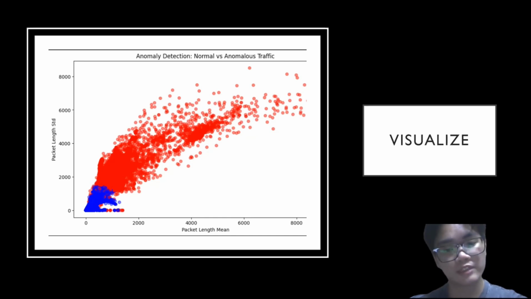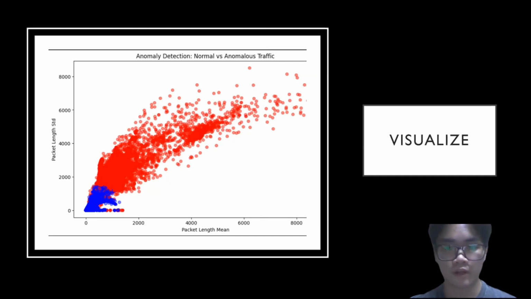And in summary, this plot is not just a pretty chart, it's a practical tool. It helps data scientists, network analysts, and security professionals understand why and where anomalies occur, and it's a step toward turning raw data into actionable insight.